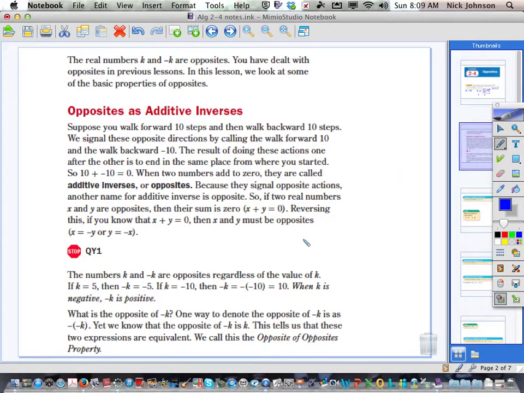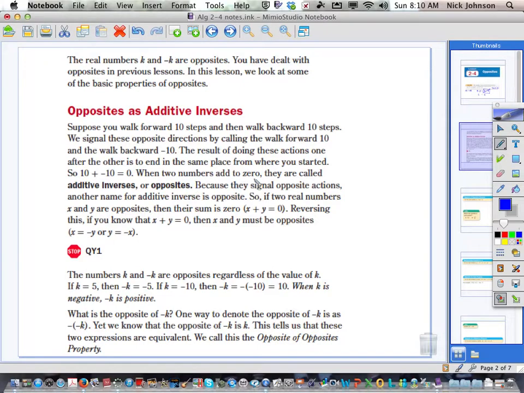Real numbers, k and a negative k, are opposites. You have dealt with opposites in previous lessons. In this lesson we look at some of the basic properties of opposites. It says, suppose you walk forward 10 steps and then walk backward 10 steps. We signal these opposite directions by calling walk forward 10 and walk backward 10 a negative 10. The result of doing these actions one after the other is to end in the same place where you started. So 10 plus a negative 10 equals 0. You're in your same spot.